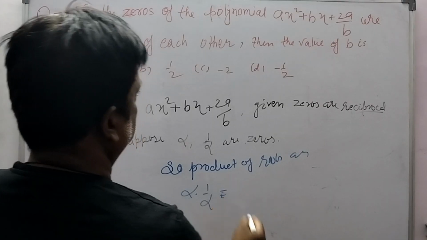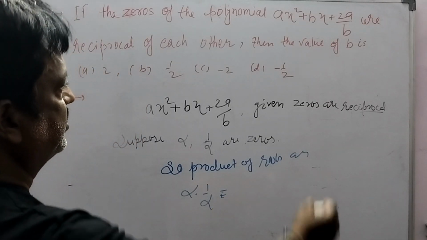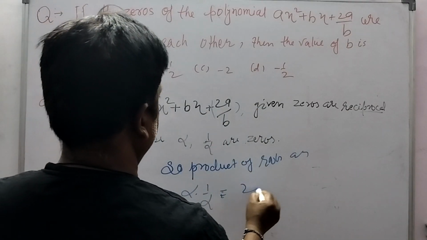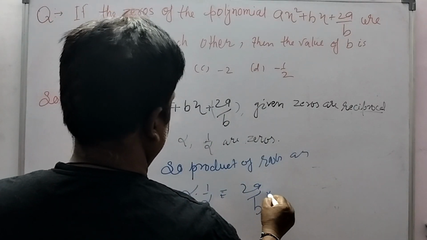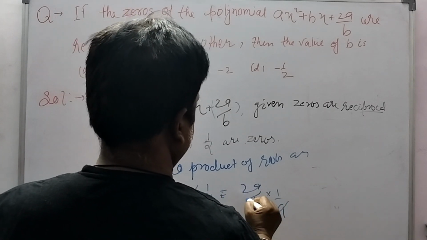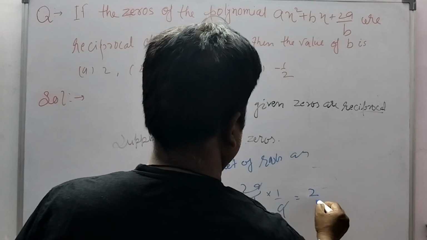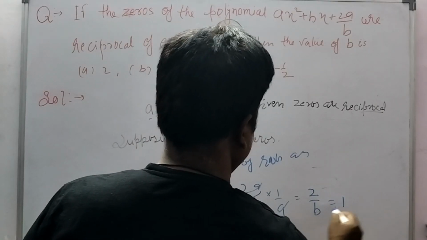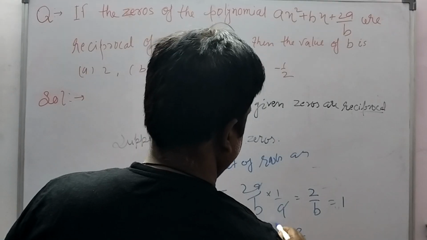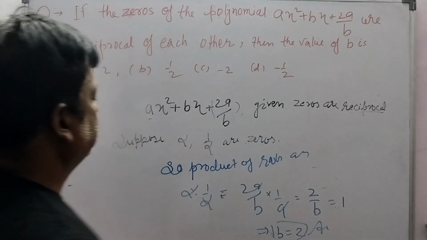Product of roots is C by A. Here C is 2a by b, and A is a. So 2a by b into 1 by a, alpha into 1 by alpha, that means 2 by b equal to 1. That means b equal to 2. That is the answer.